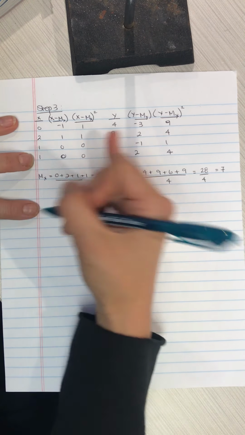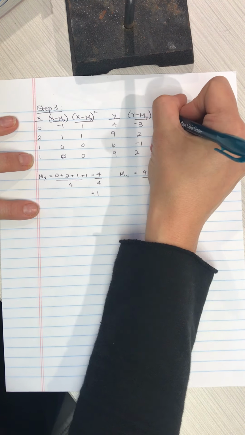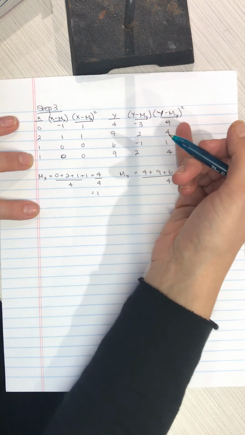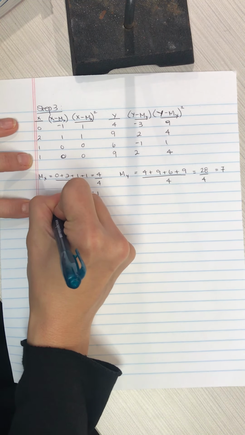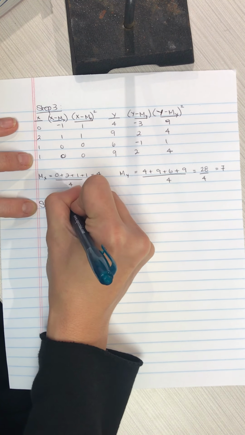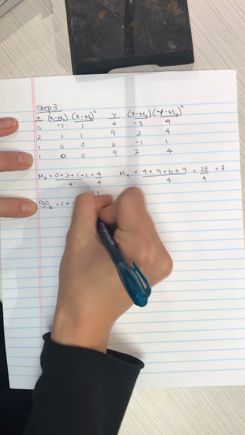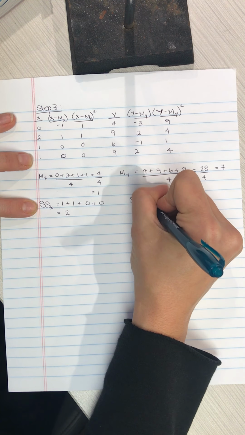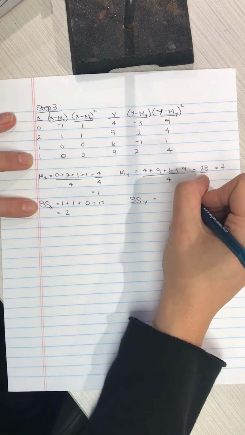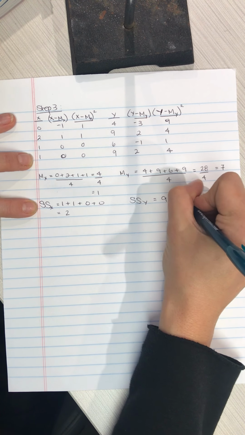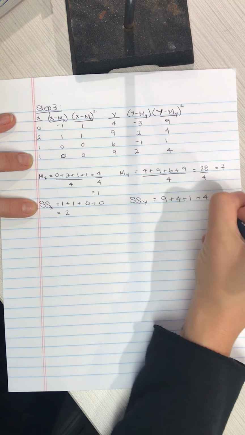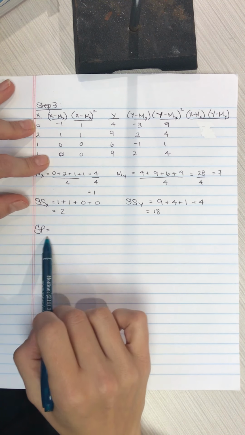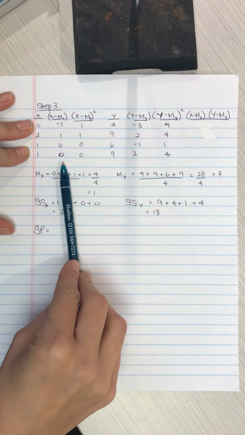So those two columns allow me to calculate the sum of squares for x and the sum of squares for y. So the sum of squares for x is equal to 1 plus 1 plus 0 plus 0. So that's equal to 2. The sum of squares for y is equal to 9 plus 4 plus 1 plus 4, which is equal to 18.